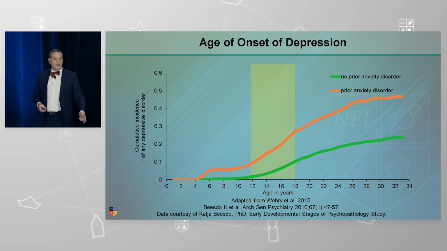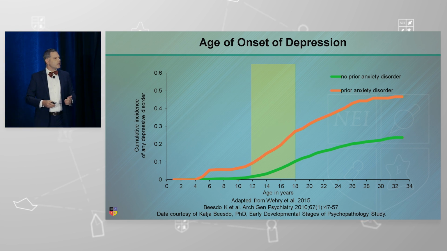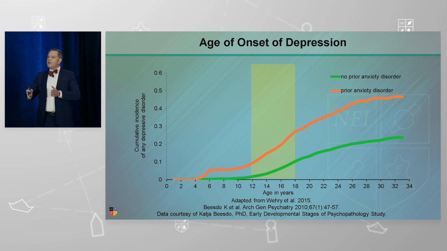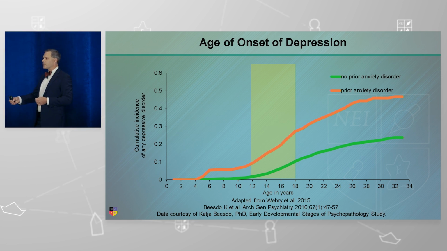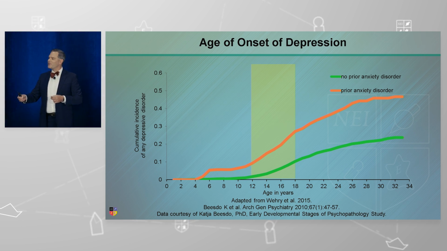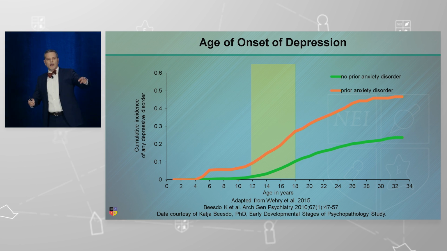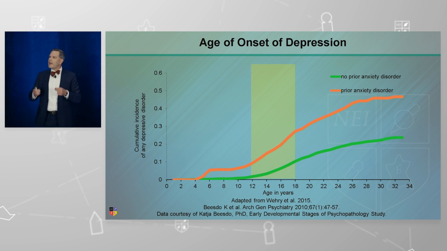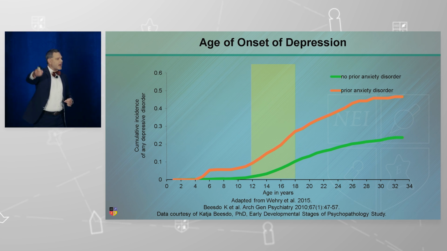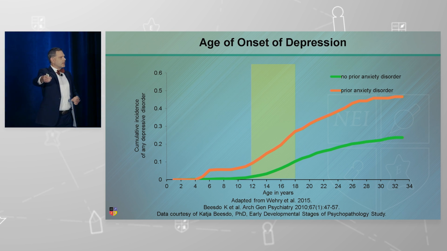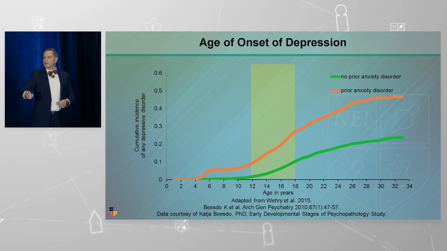So you see on the lower curve, the green curve, it's the likelihood of developing depression in patients who do not have anxiety disorders. By contrast, in the orange curve, you see those patients who have an anxiety disorder and they're now at clearly increased risk for developing depressive disorders.